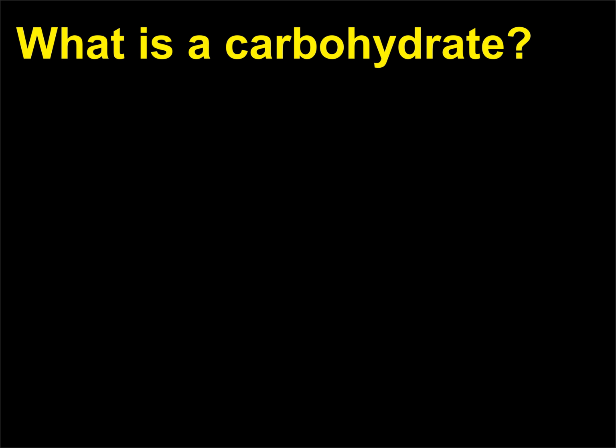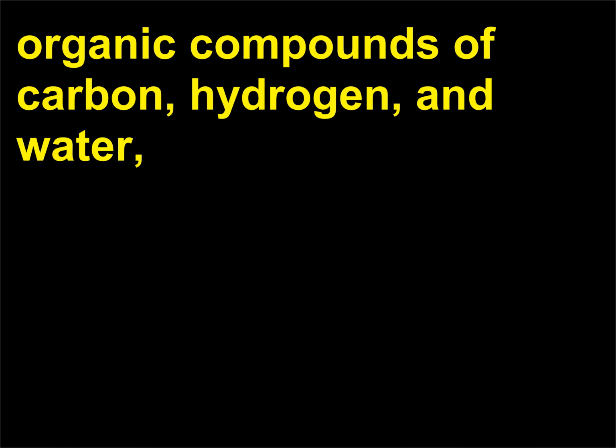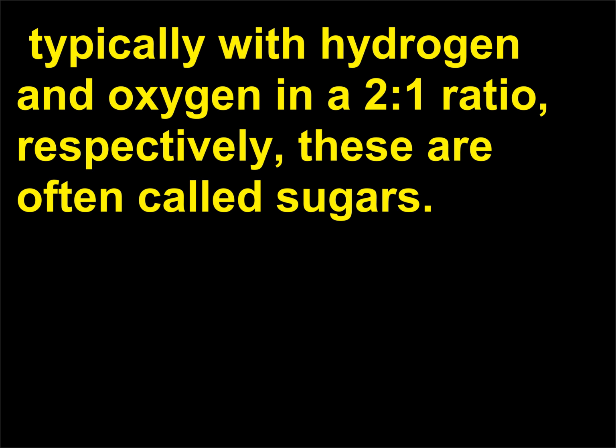What is a carbohydrate? Organic compounds of carbon, hydrogen, and oxygen. Typically with hydrogen and oxygen in a 2:1 ratio, respectively, these are often called sugars.